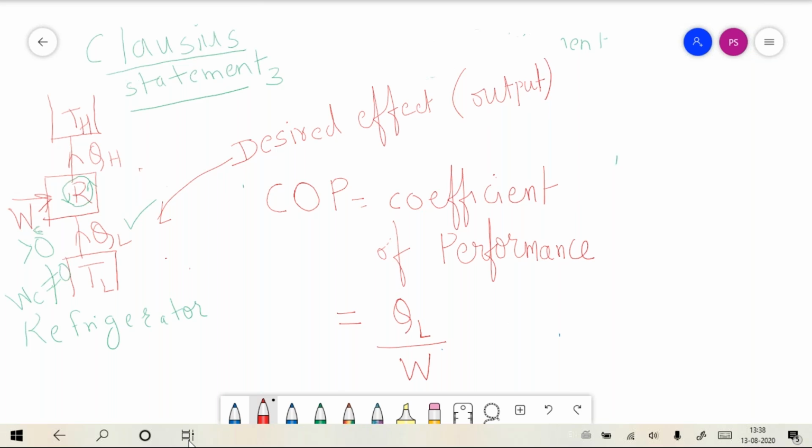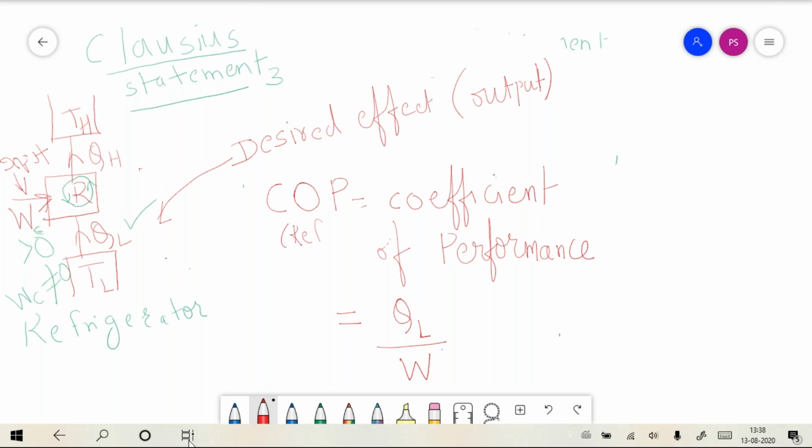This QL is the output, and the input to this machine is the work, the electricity which we supply. So the input to this machine is the work, and the output of this machine is the cooling effect, that is QL. So QL upon W is called the coefficient of performance for a refrigerator.